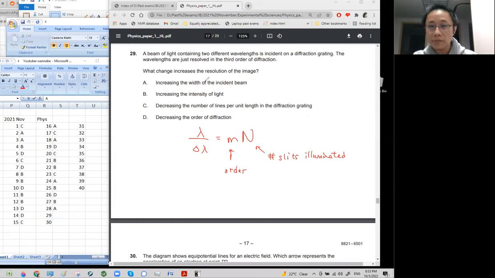You can actually make the beam wider, and this can make this bigger, which means that you can resolve a smaller wavelength difference. If you decrease the order, you make the fraction on the left-hand side smaller. If you decrease the number of lines per unit length, then you're using the same beam width to illuminate fewer slits. And intensity, I don't think has anything to do with this, so I'll just choose A.